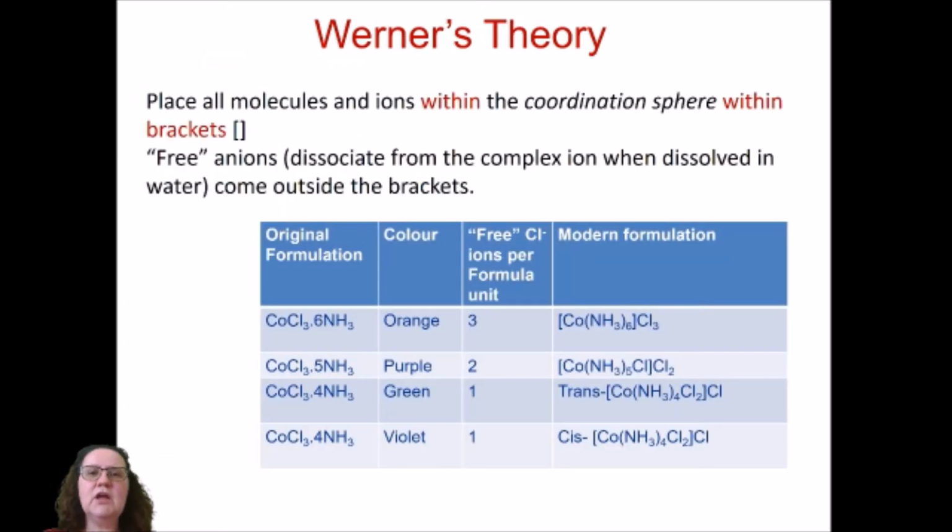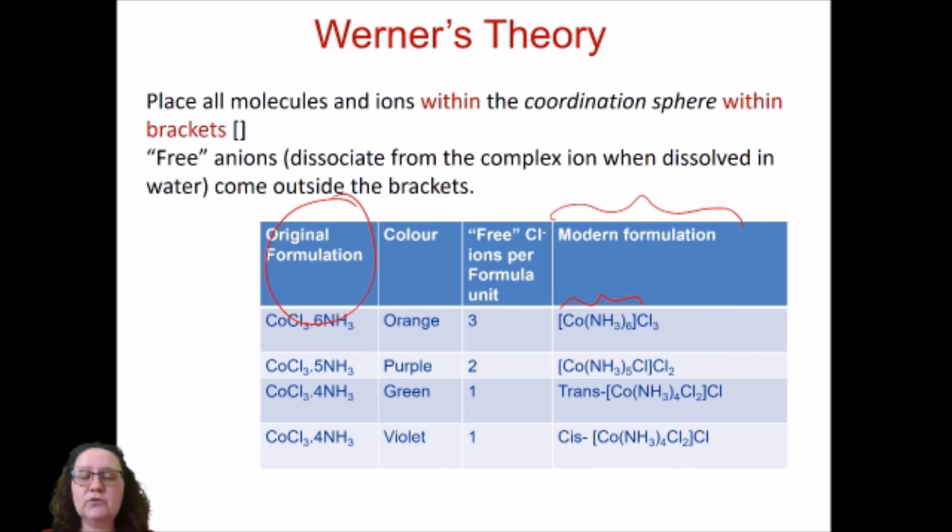From Werner's theory, we learned that there was a better way of formulating these compounds. The original formulation did not distinguish between the atoms that were directly attached to the central metal ion and the ones that were outside, that were not part of that secondary valence, that coordination number. So instead of the original formulation, the modern formulation takes into account that all those atoms around the central atom are different. You have some that are directly attached to the metal ion, that are part of the coordination sphere, in this case of the cobalt, and you put those in brackets.